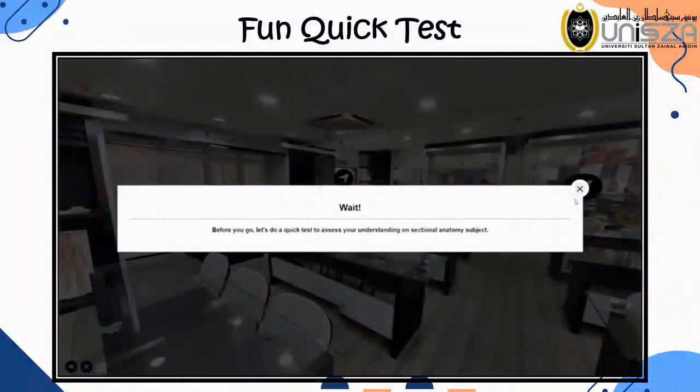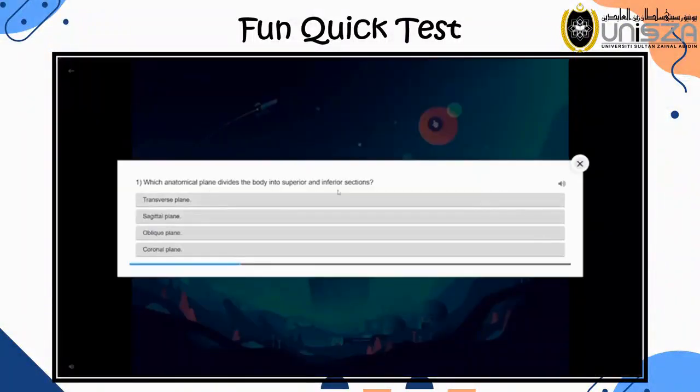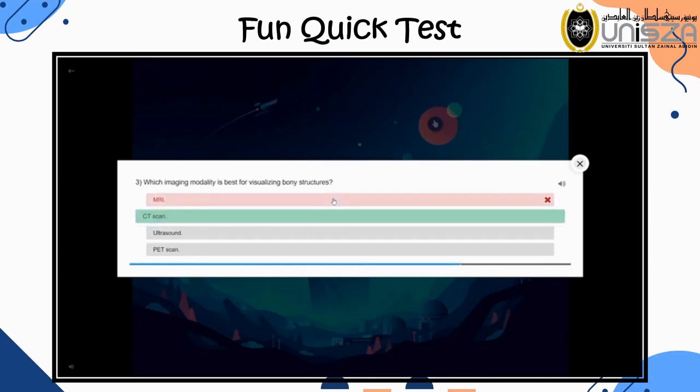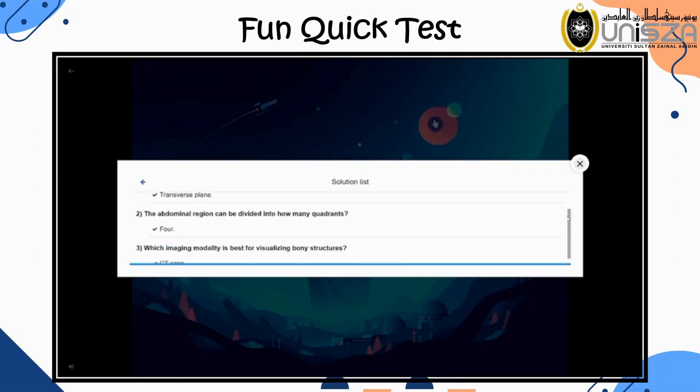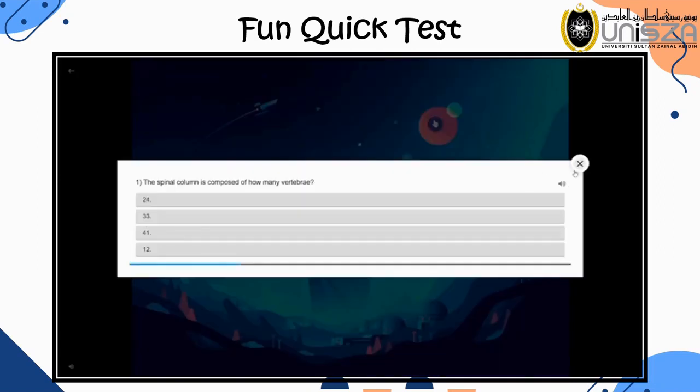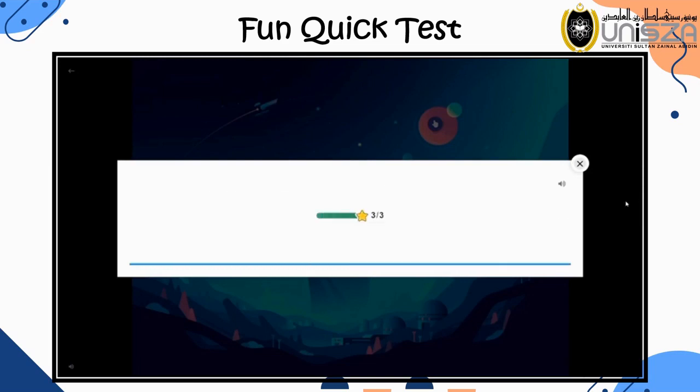Before leaving the anatomy lab, students can have a fun quick test to test their understanding about what they have learned in this lab. Don't worry if you answer the question incorrectly, because you can immediately review the answer after the test. We will continue to develop more quizzes to allow students to do revision about sectional anatomy in our virtual lab.